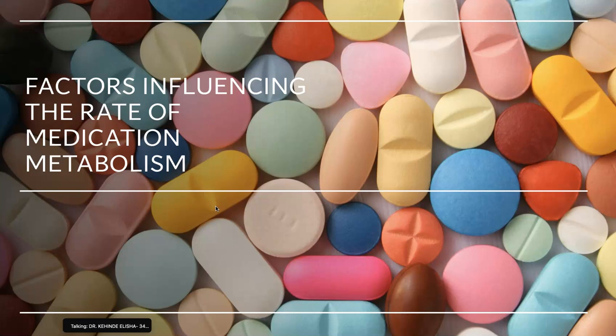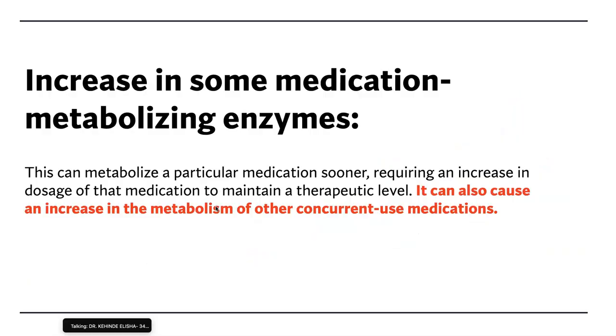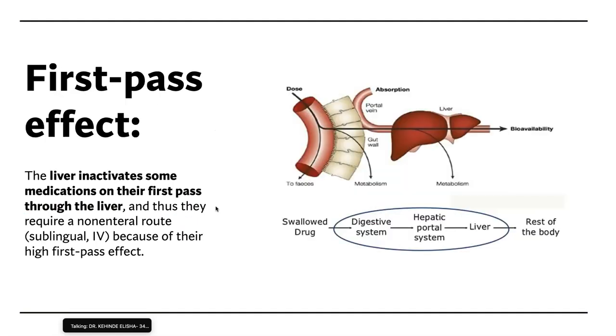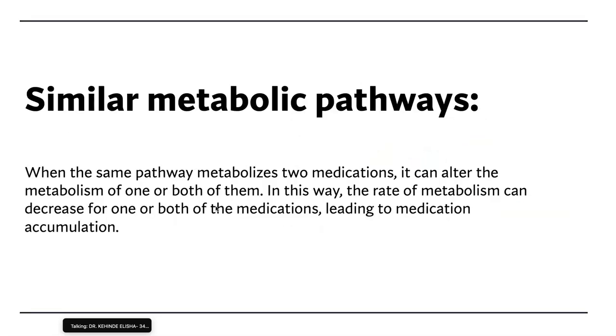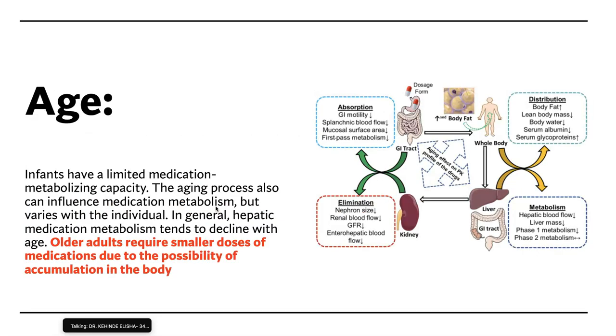So what are the factors affecting the rate of metabolism? It is the age. It is the increase in some medication-metabolizing enzymes. It is the first pass effect, that will be on your test, period. FNP, AGNP, watch out for that concept. Similar metabolic pathways can also have some kind of influence. But let's take age for a start.